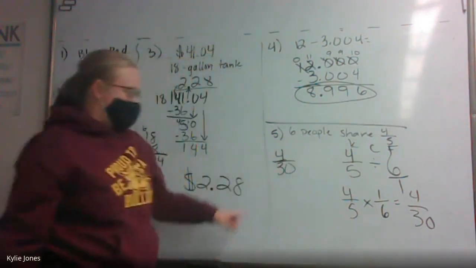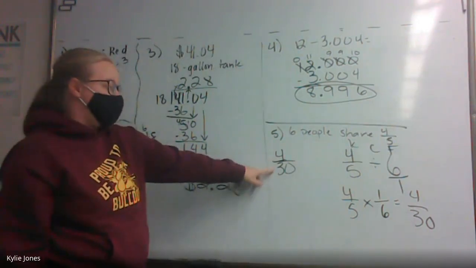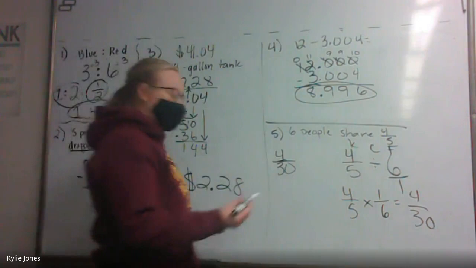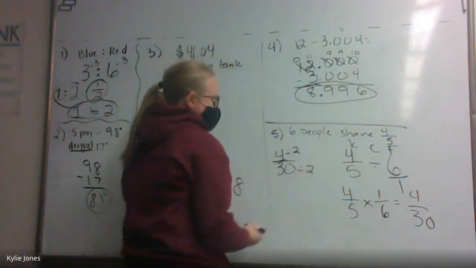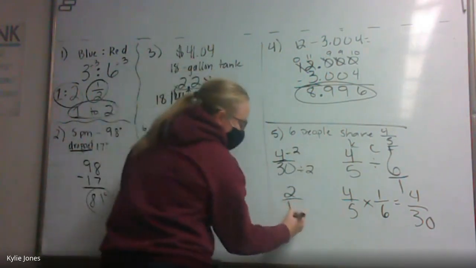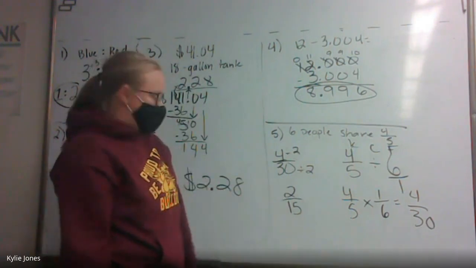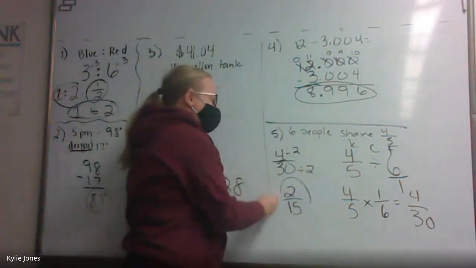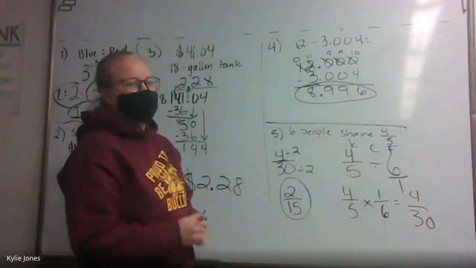Why is this still wrong? We need to simplify still. What number goes into both 4 and 30? 2. Divide by 2. What is 4 divided by 2? 2. 30 divided by 2 is 15. Can I simplify that any further? So each person is going to get 2/15 of the pie. Not very much. Not very much at all.